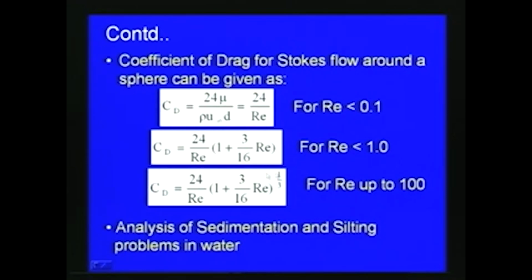And again, a large number of experiments were conducted for different Reynolds numbers, and we can show that Cd is equal to 24 by Re into 1 plus 3 by 16 Re to the power 1 by 3 for Reynolds number up to 100. You can see that the coefficient of drag varies with respect to the Reynolds number as shown in this slide. This is the creeping flow which we discussed earlier, with respect to the Stokes flow.